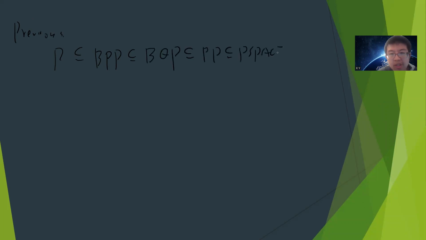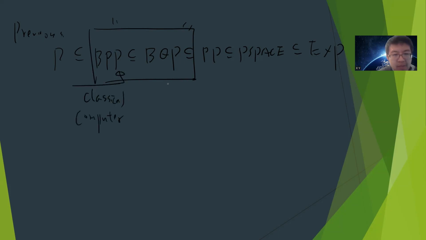So I will keep going, talking about BQP. What we have shown previously is that P is a subset of BPP, which is a subset of BQP, which is a subset of PSPACE, and EXP. So the natural problem is the following. You can imagine that BPP is a classical computer, and BQP is the quantum computer.